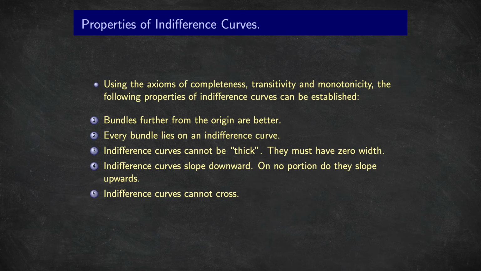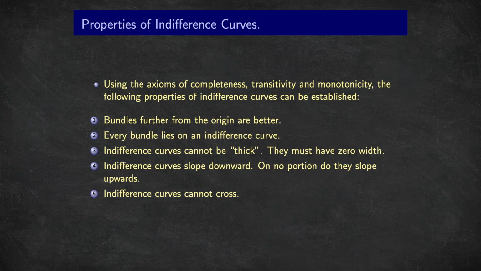Second, it's a consequence of our assumptions, the axiom of completeness, that every bundle lies on an indifference curve. So there's no bundle which is not on an indifference curve. That is to say, if we draw a commodity space diagram and pick any point, there is an indifference curve that goes through it. That's sometimes called the denseness property of indifference curves.